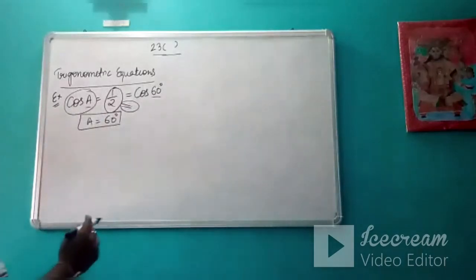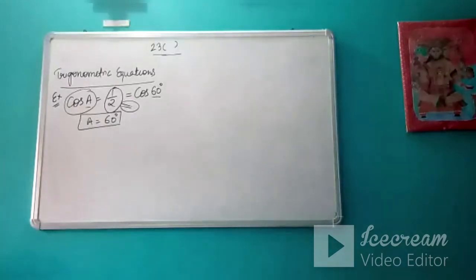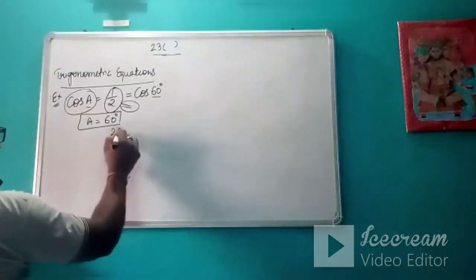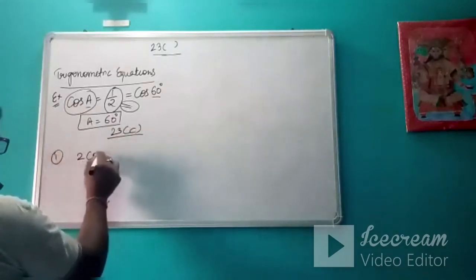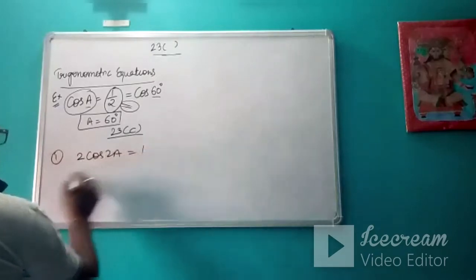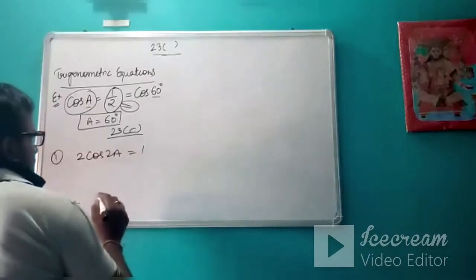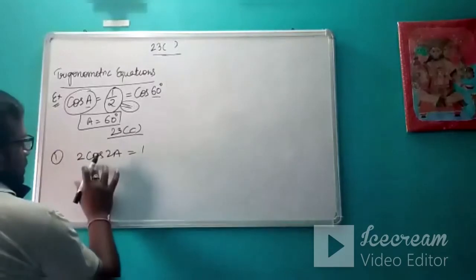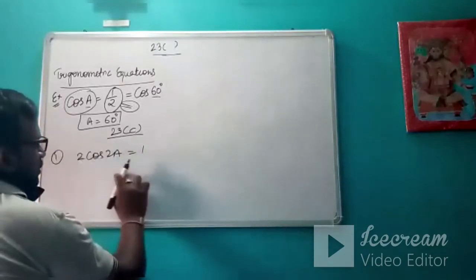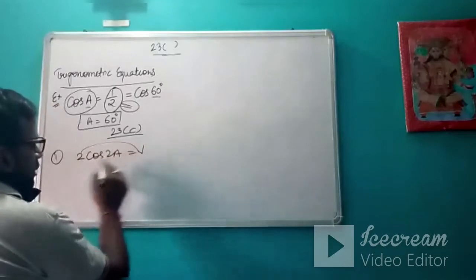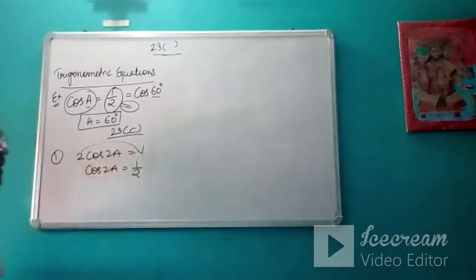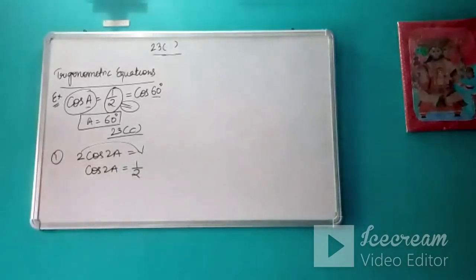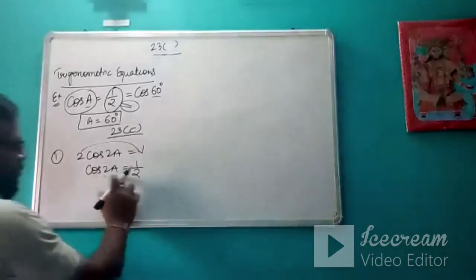Okay, so let's discuss a few questions of exercise 23C. Suppose a question is like this: 2 cos 2A is equal to 1. In that case, we have to reduce the equation to the form of only a trigonometric ratio. So we will take this 2 to the other side, and it becomes cos 2A is equal to 1 by 2.